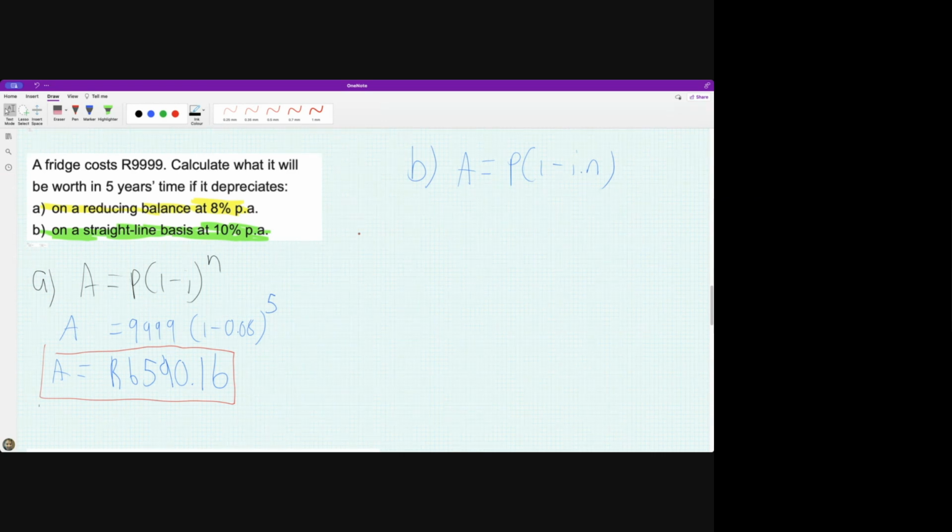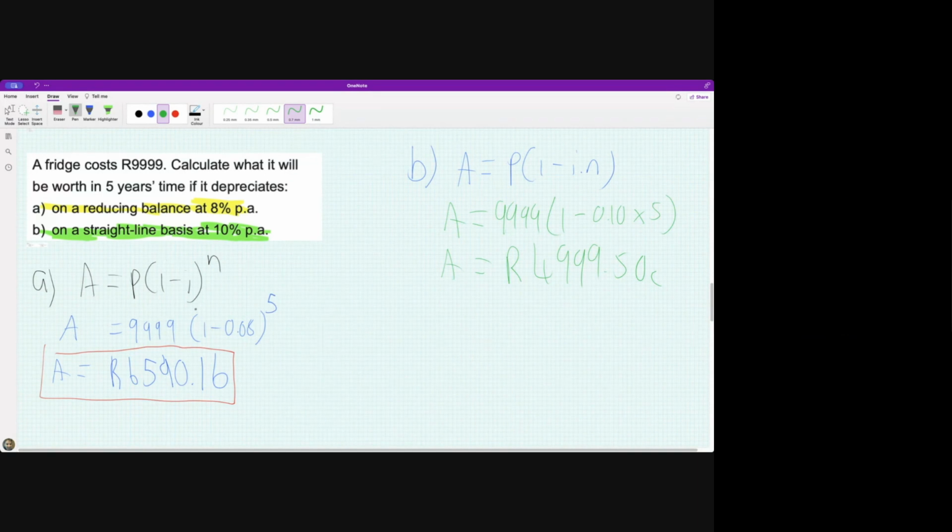How much is the fridge worth for B? Oh, Papalelo, you've already got ahead of the game. Now I understand why you were different. So for this one, still 9,999, times 1 minus 0.10 times 5. And that is going to give me times 0.5, isn't it? So this is going to be 4,999.50.